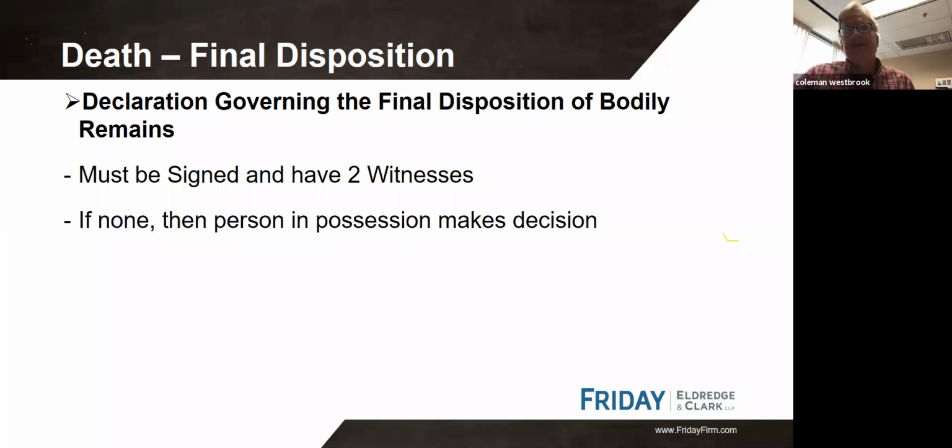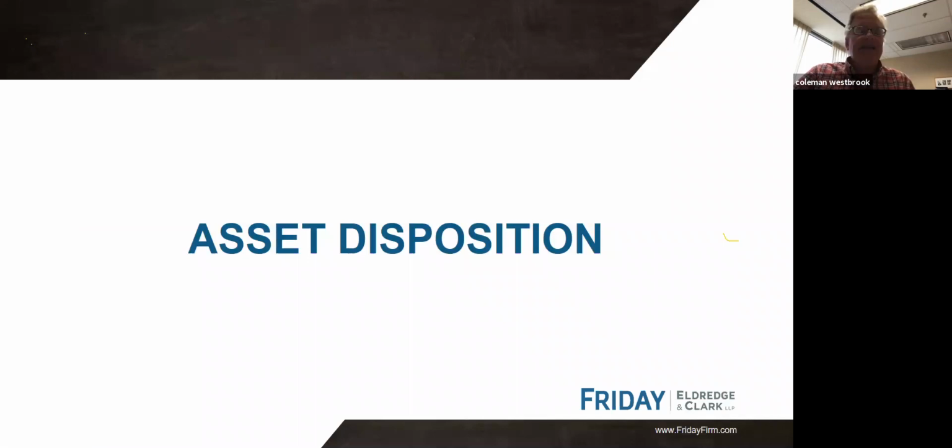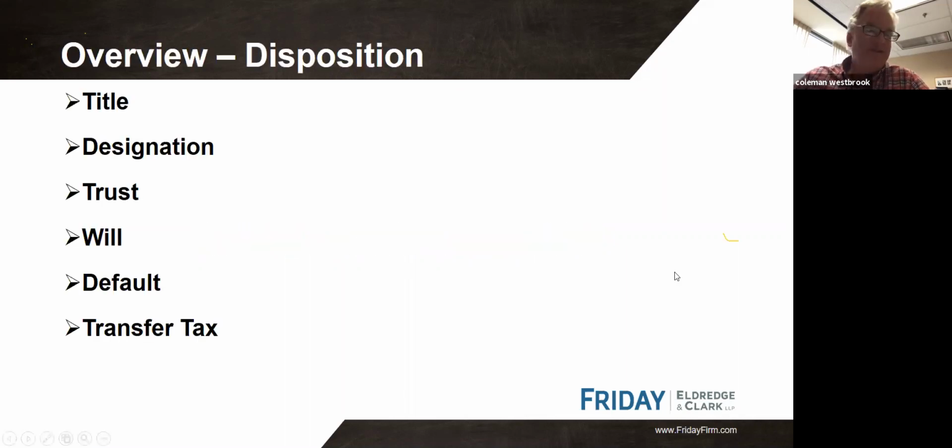Next page. So finally, we get to asset disposition. This is, you've died, then what happens to your assets? And if you go to the next slide, there are typically 4 governing documents that will be applicable, and they're in the order of superseding the other.